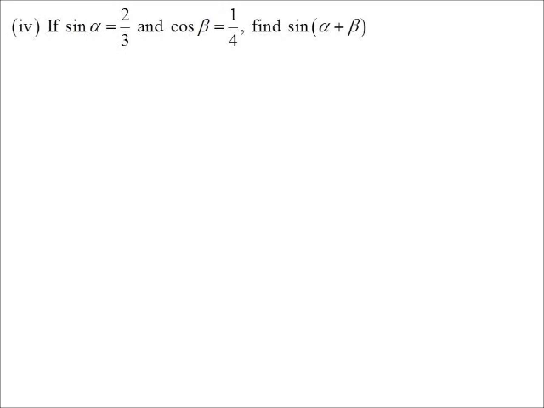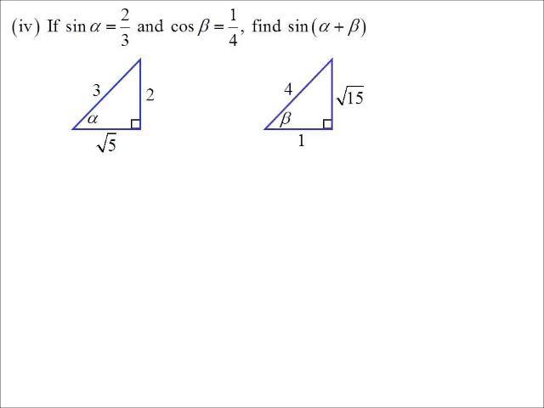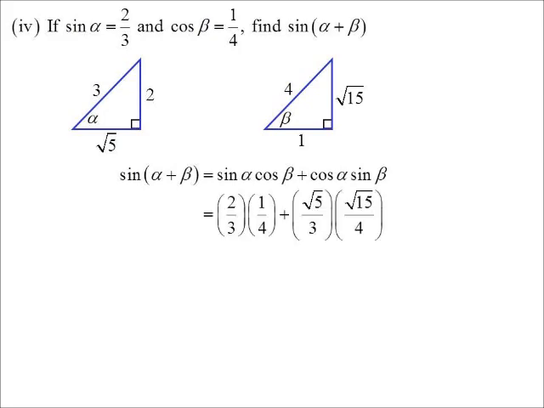Well, I'm just going to draw up a triangle for each of those. Alpha and beta are not in the same triangle, okay? So the first triangle I've drawn is for alpha. They've told me sine was 2/3, so the other side's the square root of 5. Then I'll draw one for beta, and the other side is root 15. I want to find sine of alpha plus beta. Sine, cos, cos, sine: if it's a sine, it's a sine. And then I'll just read off my triangles and substitute in.